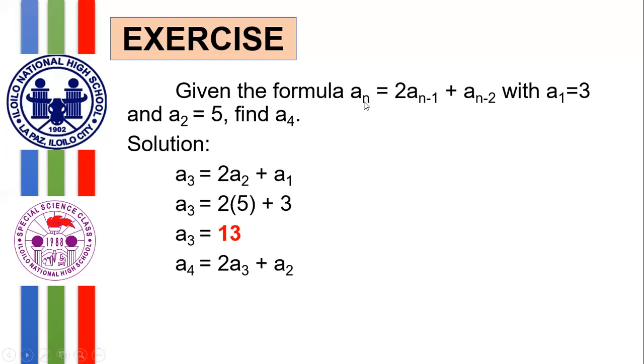So we have a sub 4 is equal to twice of a sub 4 minus 1 or a sub 3 plus a sub 4 minus 2 or a sub 2. So from here, a sub 3 is 13 and a sub 2 is 5. So by substitution, we have a sub 4 equals 2 times 13 plus 5. 2 times 13 is 26 plus 5. This gives us 31 as the fourth term.